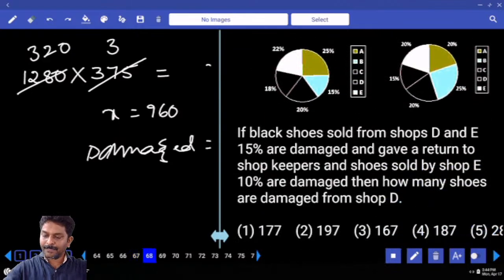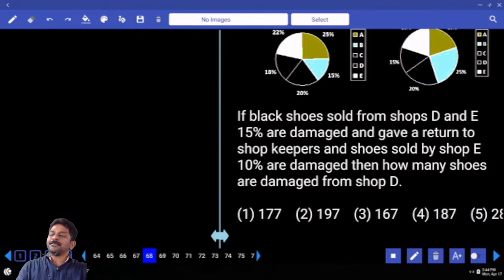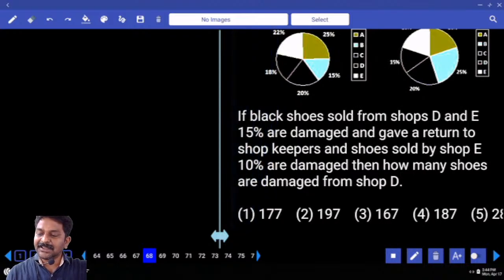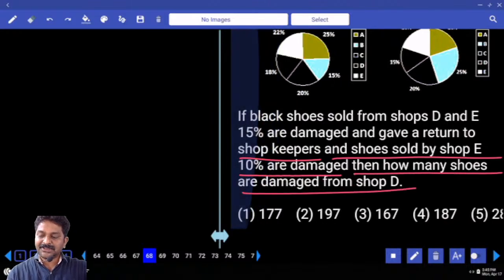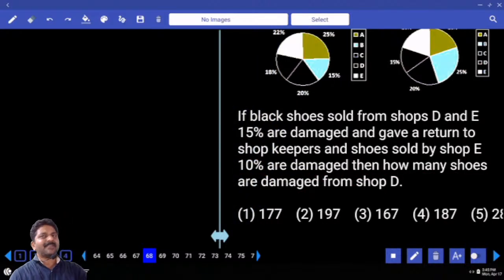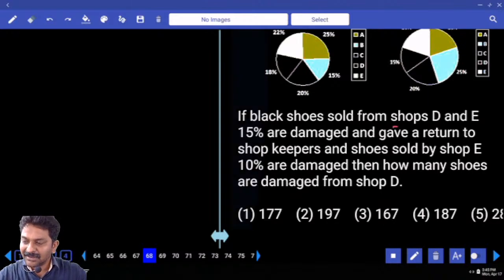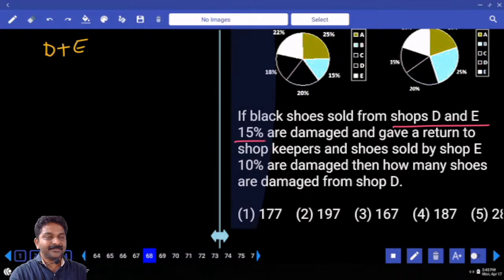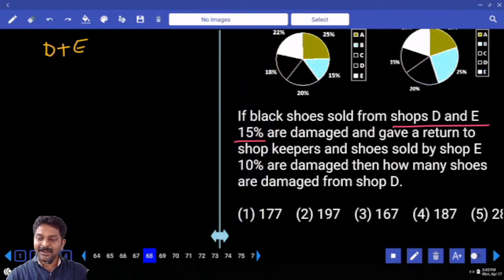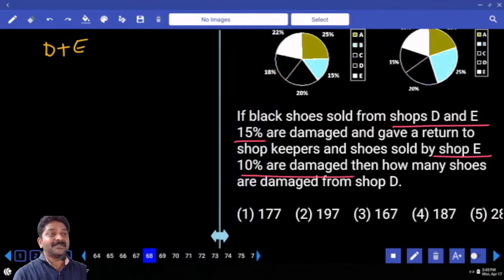Next. If black shoes sold from shops D and E, 15% are damaged and gave a return to shopkeepers, and shoes sold by shop E, 10% are damaged, then how many shoes are damaged from shop D only? It's a simple question. Don't have to worry about it. First, you are given data related to shops D and E together. How many were damaged? 15%. In the second statement, that is data regarding shop E. And from shop E, how many are damaged?